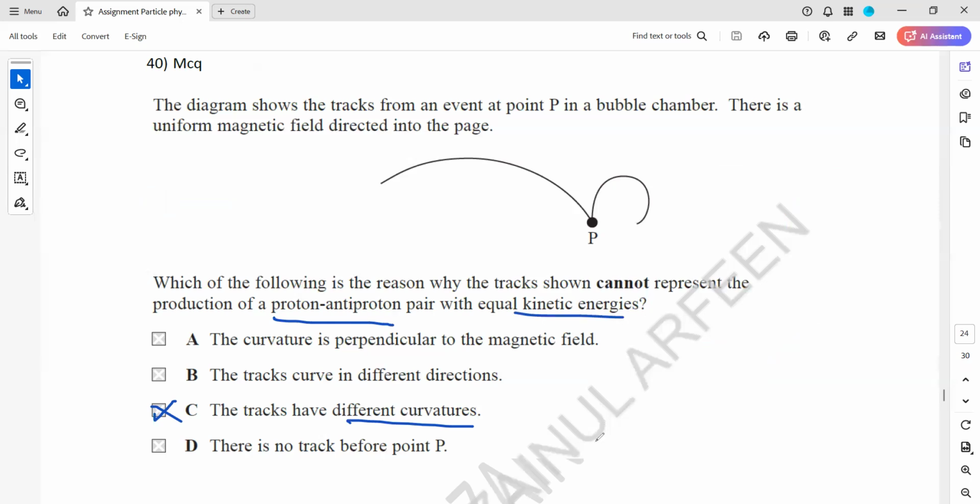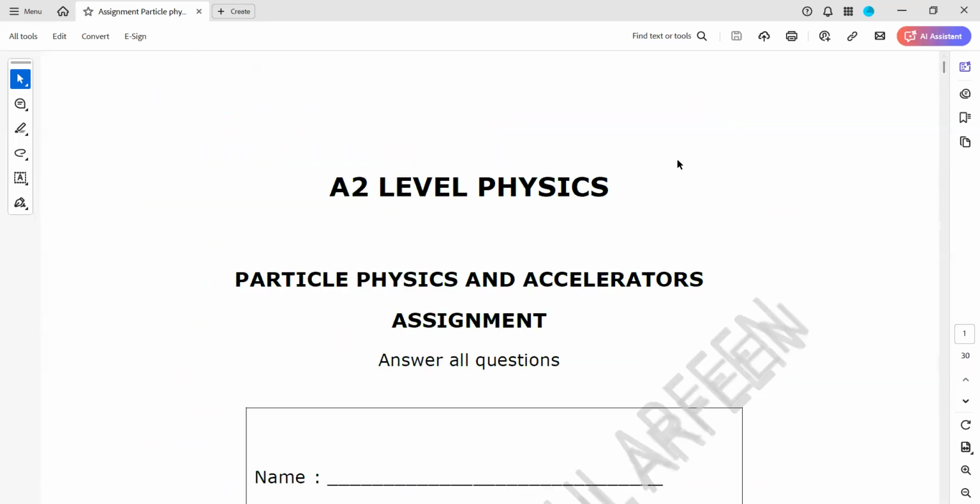Is it clear? So this is about particle physics and accelerators. More we will do in the next session.